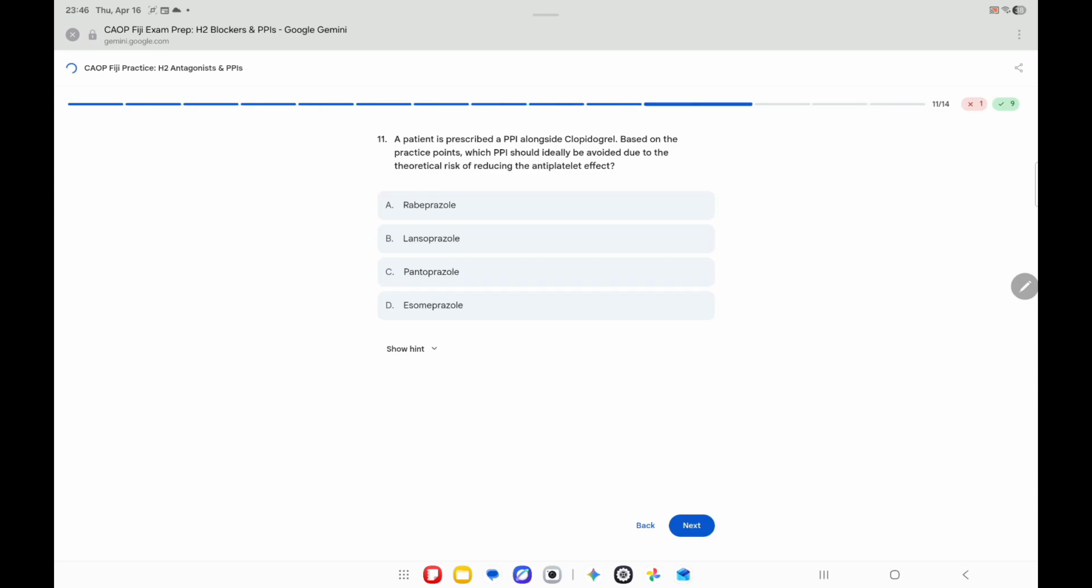So here are a few more difficult questions. A patient is prescribed a proton pump inhibitor along with clopidogrel. Very interesting choice. Based on practice points.